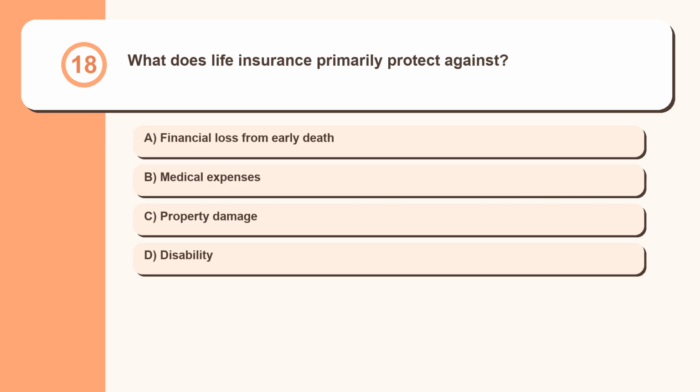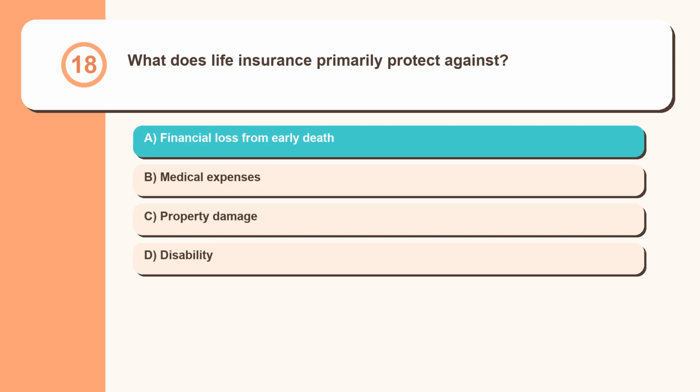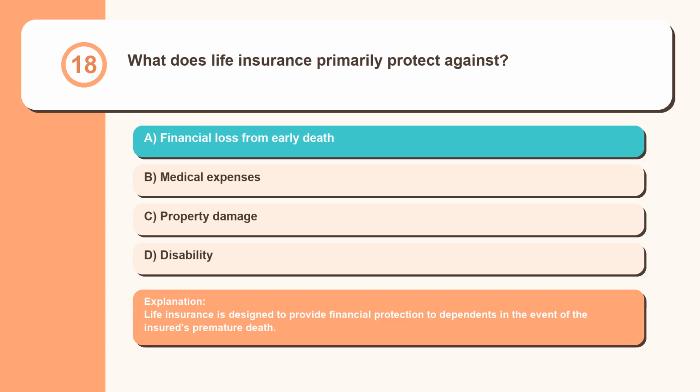Question 18. What does life insurance primarily protect against? Financial loss from early death, medical expenses, property damage, disability. Life insurance is designed to provide financial protection to dependents in the event of the insured's premature death.